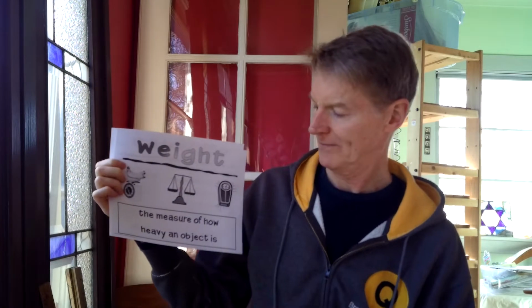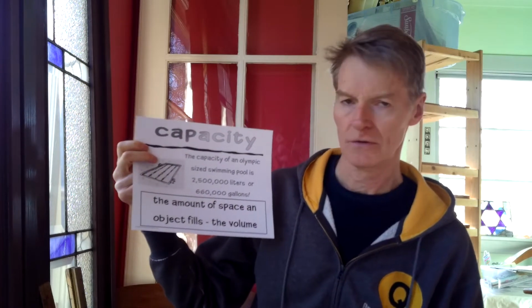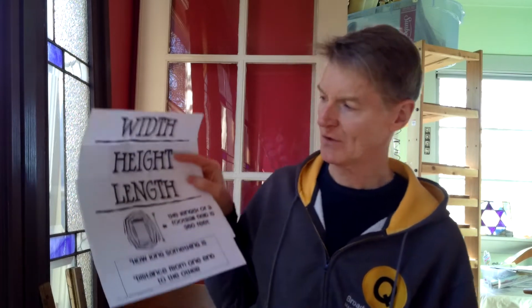We're talking about measurement, and the 3 types of measurement are linear measurement, and this is one example, length, how long something is; weight, the measure of how heavy an object is; and capacity, the amount of space an object fills, which equals the volume. Now when we talk about linear measurement, the 3 words used most often are length, height, and width.